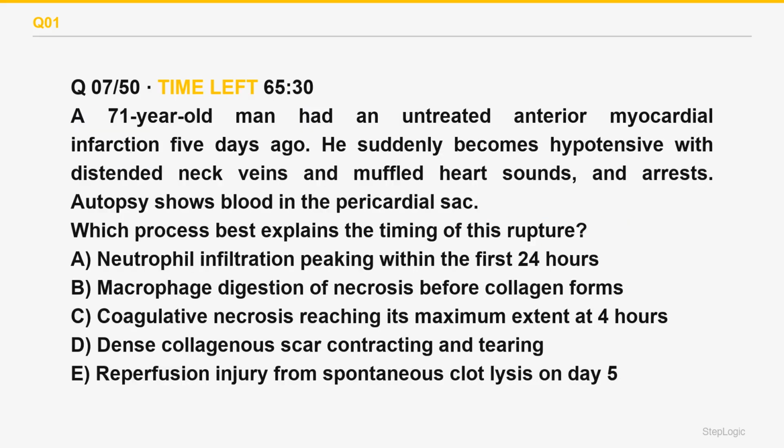Which process best explains the timing of this rupture? A 71-year-old man had an untreated anterior myocardial infarction 5 days ago. He suddenly becomes hypotensive with distended neck veins and muffled heart sounds and arrests. Autopsy shows blood in the pericardial sac.